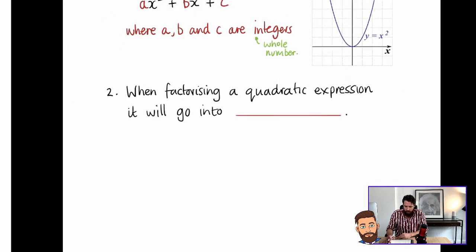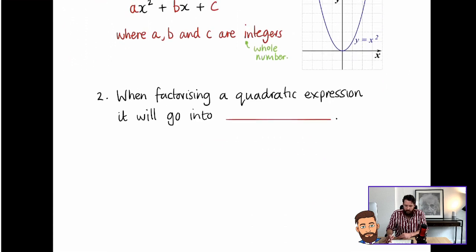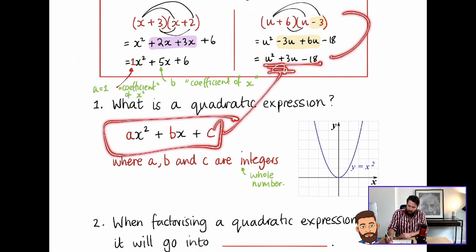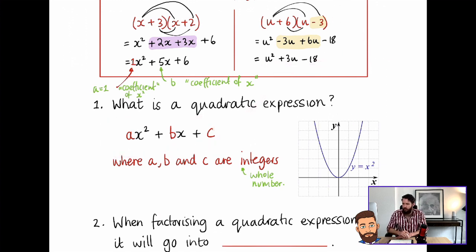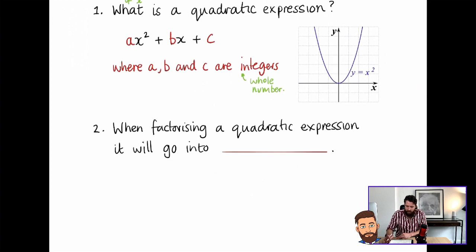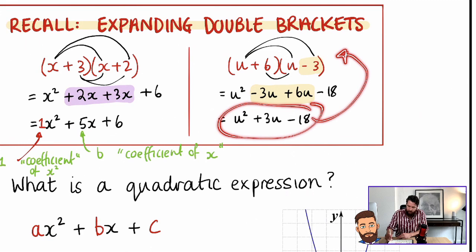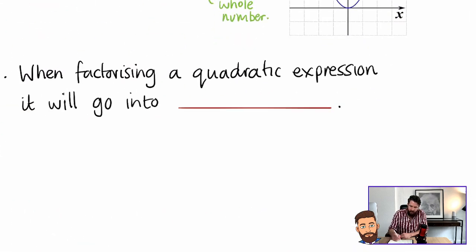So what we're going to do now is explore how we relate this with some steps to go from this to these double brackets. That's the goal of this lesson. When factorizing a quadratic expression, if it's the opposite of this, it's going to go into two brackets.